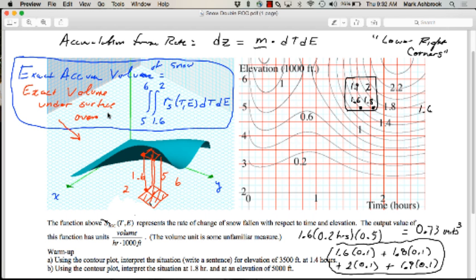Under surface over R. Now what happens if your surface goes to negative z's? Then what will a double integral give you? Will it give you volume, for any place in your region where z is dipping underneath the xy plane? Is it going to give you volume, the double integral?